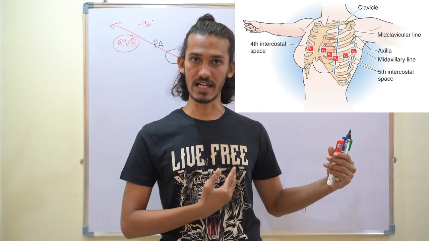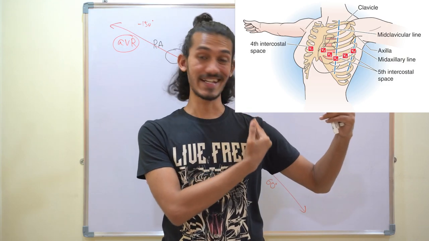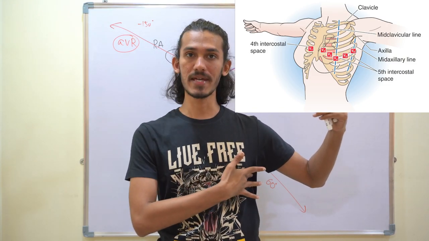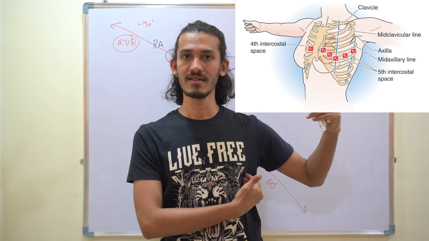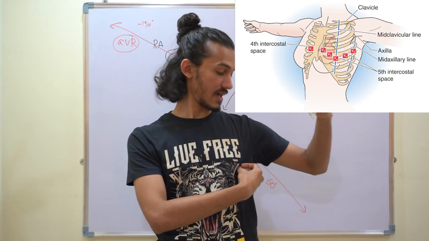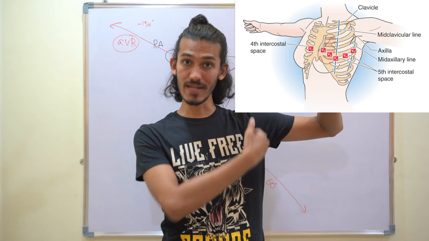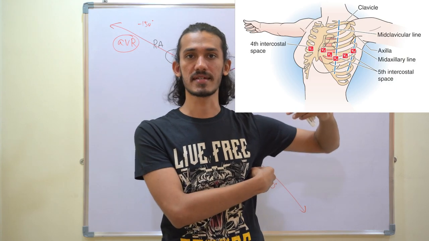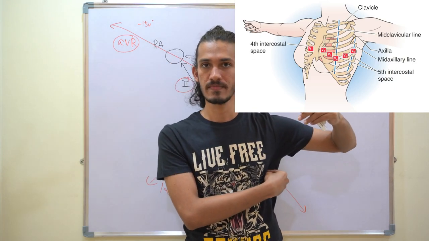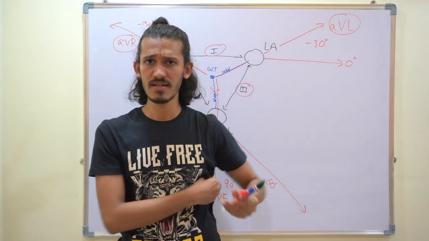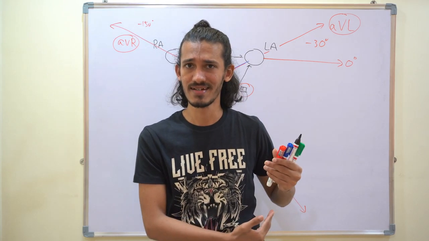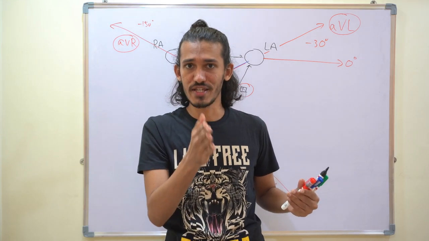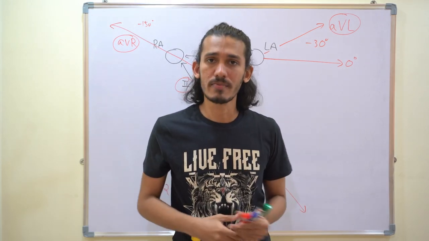That was the mid-clavicular line. Next up is the anterior axillary line. Right? So, in the fifth intercostal space, in the anterior axillary line, that is V5. Now, the mid-axillary line, that will be V6 in the fifth intercostal space. Beyond that, you can also take the posterior axillary line, near the scapula border, the vertebral edge behind. So, all these can also be taken.